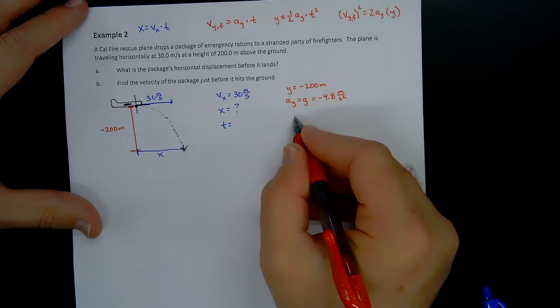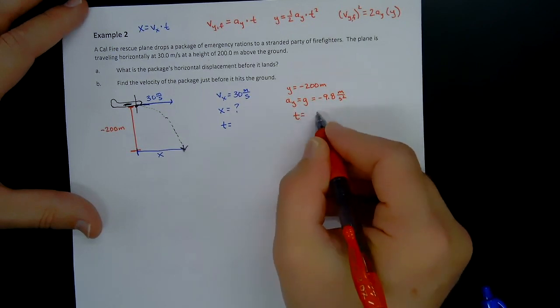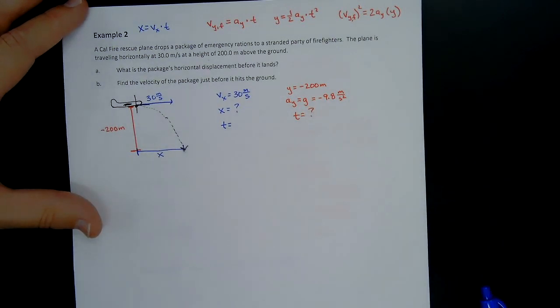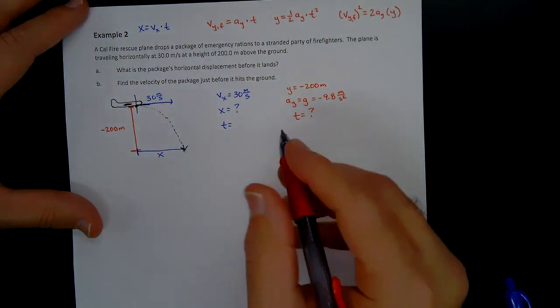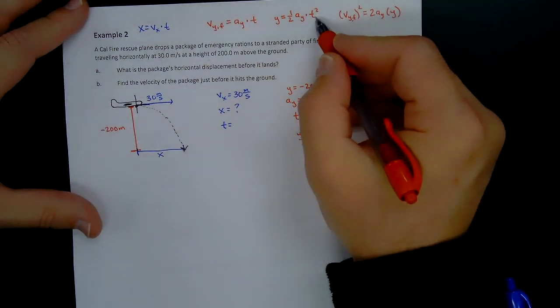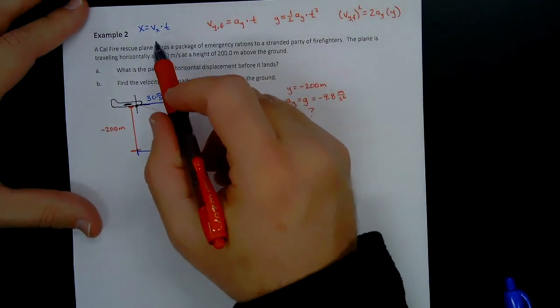And then we need to find what t is, because once I find this t, I can put it right here and then solve for the horizontal displacement. Okay. So once again, I'm going to use y is equal to, like I said, this one's going to be an important one, and this one's going to be an important one a lot of times.